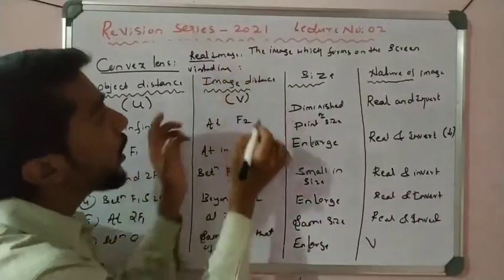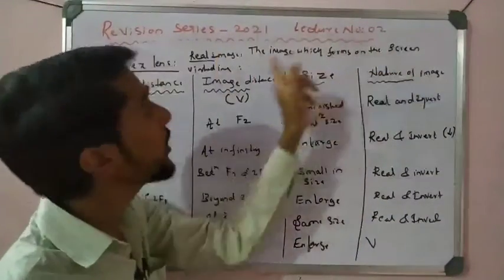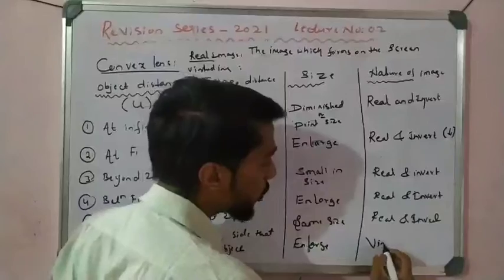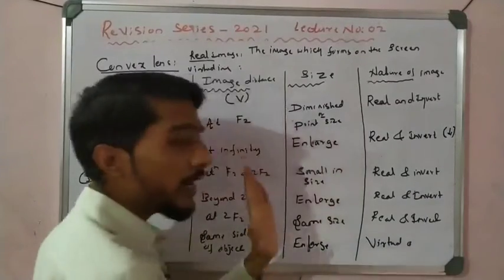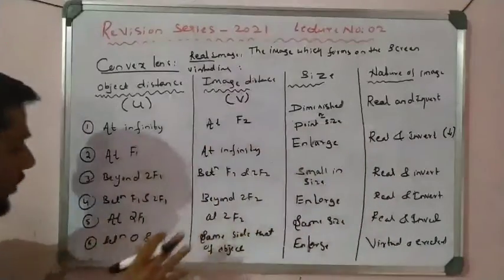Virtual image means it is not formed on the screen. If it forms on the screen, it is real; if it does not form on the screen, it is virtual. So it is virtual, and if it is straight, it is called erected. This is called erected. So see here, these are the 6 cases.